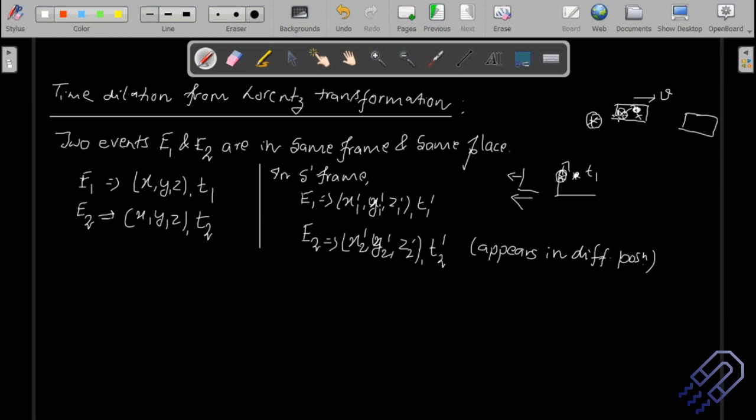So you are observing it at two different positions. This is one position, this is one more position. So that's the basic idea of what we are using here. Okay, so it's a very simple concept. So there we can use the relation that we have from Lorentz transformation.